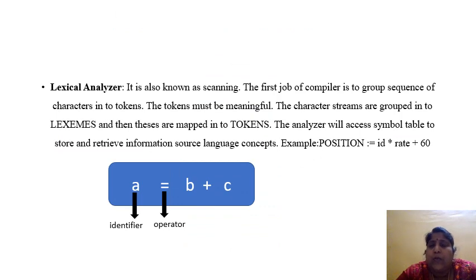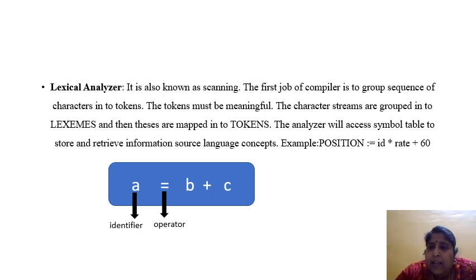Handling. So we'll be looking into it one by one. First, we are looking into the lexical analyzer. Lexical analyzer is also known as scanner, or it is used for scanning. The first job of the compiler is to group sequence of characters into tokens. Tokens means it should be meaningful. The character streams are grouped into streams called lexemes, and they are mapped into tokens.